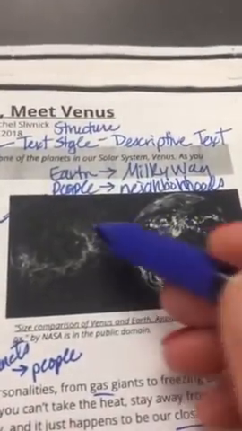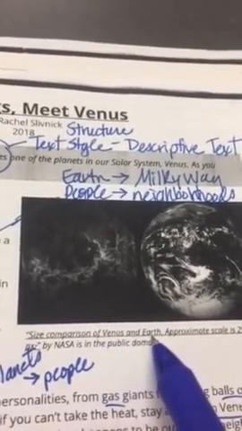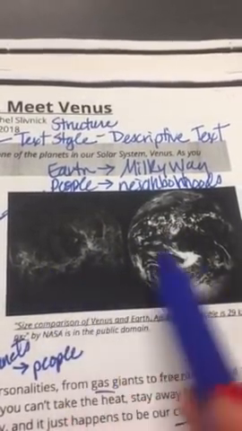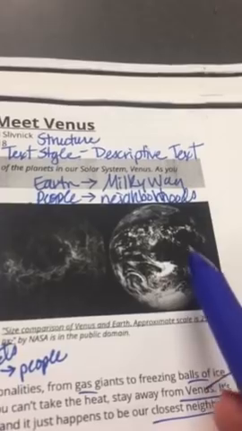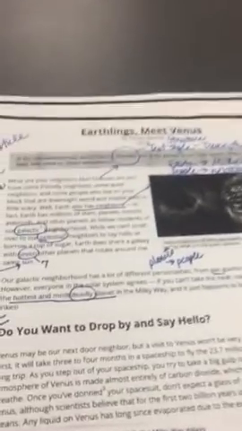And look at how similar they are in size. Down here, this says a size comparison of Venus and Earth. And so those are the 2 planets. This is Venus and this is Earth. And you can see just how closely related they are. So I have chunked this.